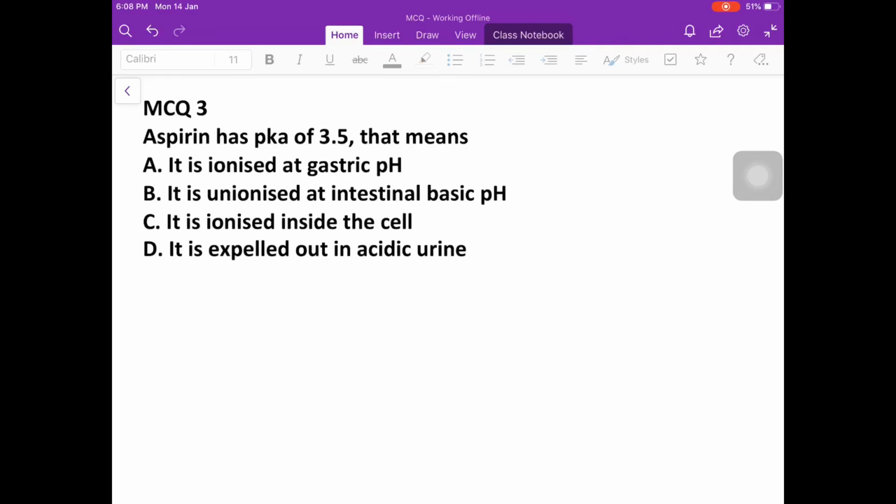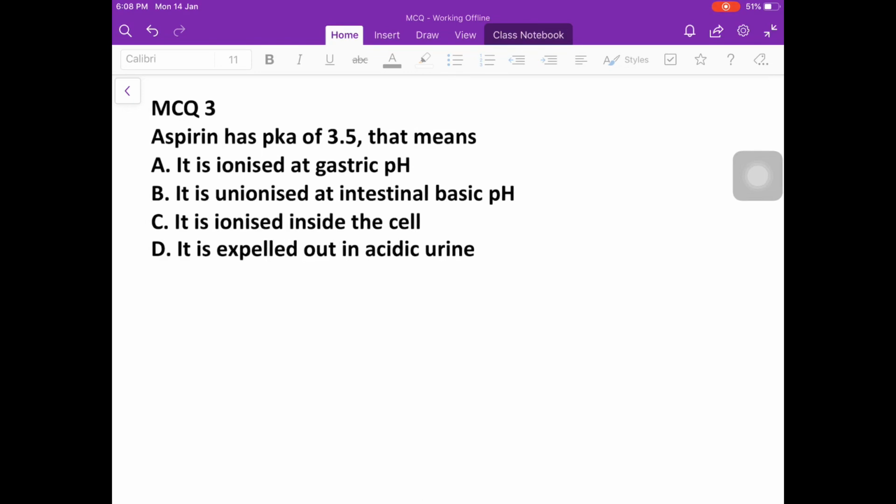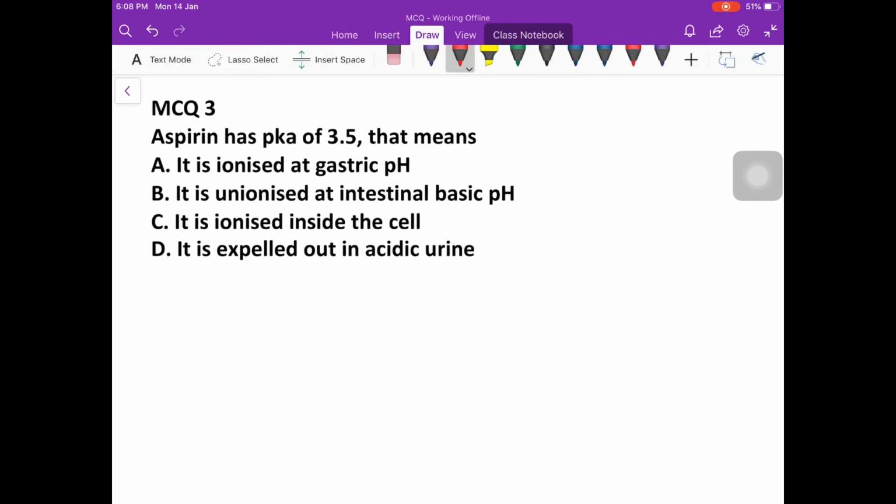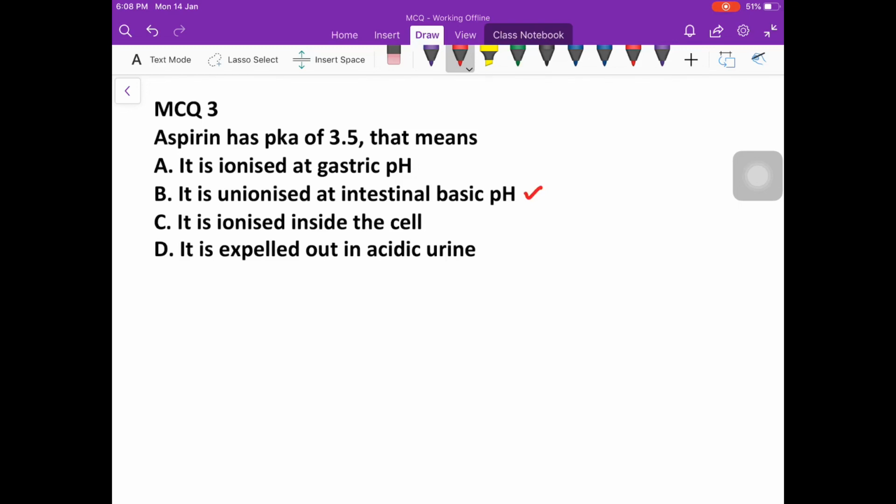Okay, so this was the MCQ asked. Aspirin has a pKa of 3.5. That means option A, it is ionized at gastric pH. Then option B, it is unionized at intestinal basic pH. Option C, it is ionized inside the cell. Option D, it is expelled out in acidic urine.